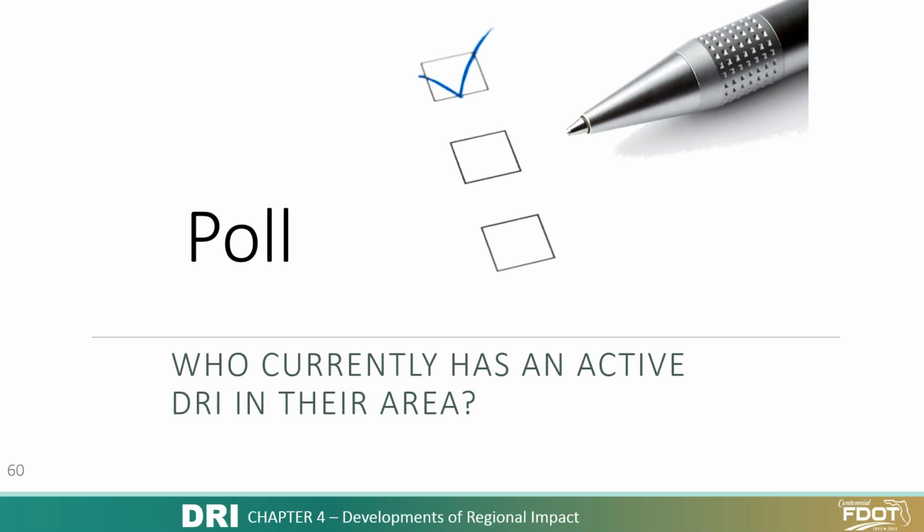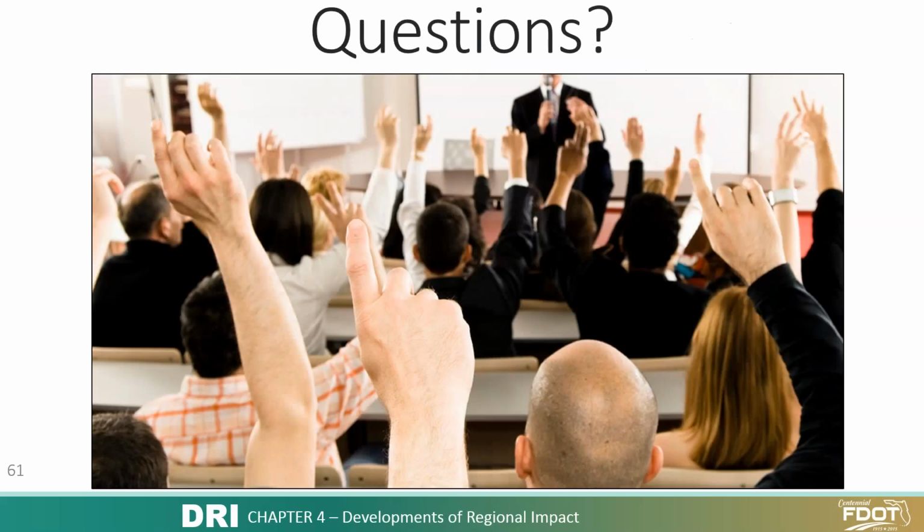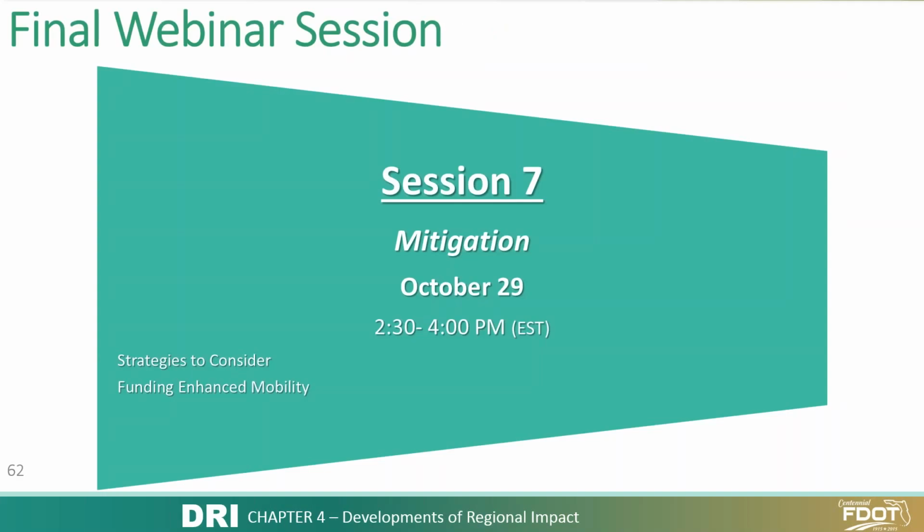Great, thank you for that, Janine. This is our second to last session. The next session will be session 7 and will be on mitigation, or chapter 5 of the handbook. It will be in a month at the same time, at 2:30 p.m. on October 29th, and will consist mainly of mitigation strategies that would be possible for you to use during your site impact analyses.